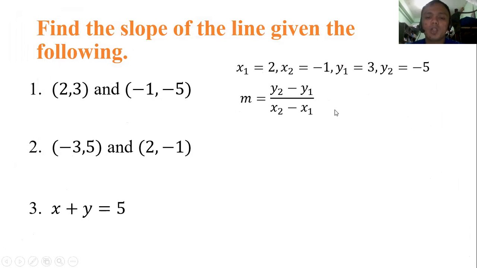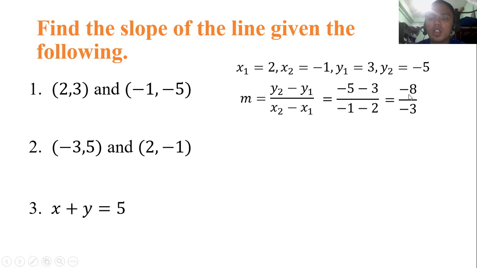Using this formula, we just substitute. y sub 2 is negative 5 minus y sub 1 is 3, over x sub 2 is negative 1 minus x sub 1 is 2. Negative 5 minus 3 is negative 8. Negative 1 minus 2 is negative 3. Negative divided by negative is positive. We have 8/3. This will be our slope.